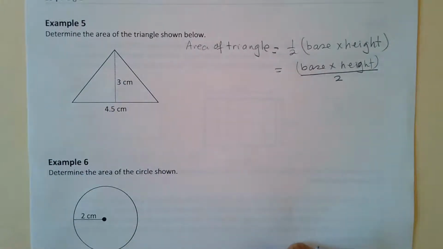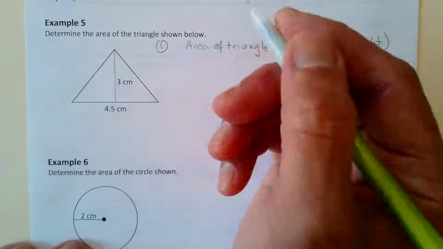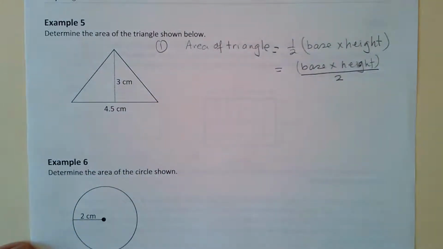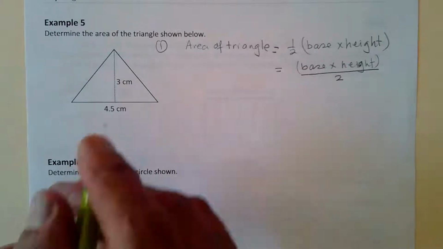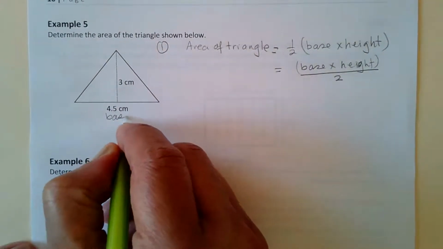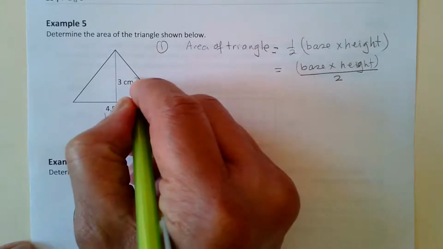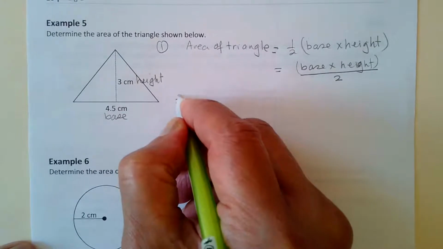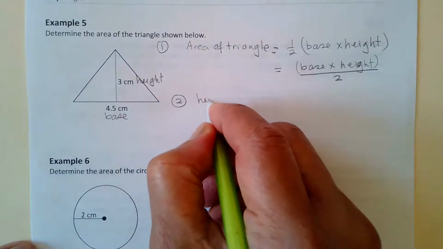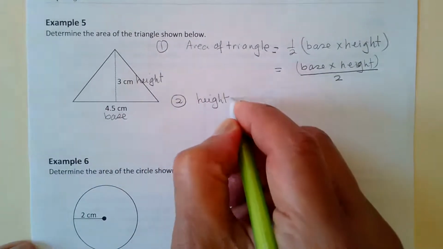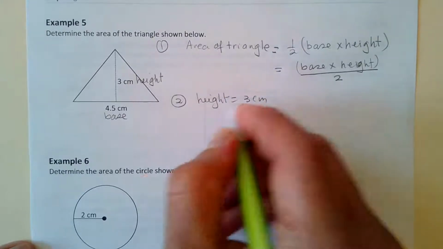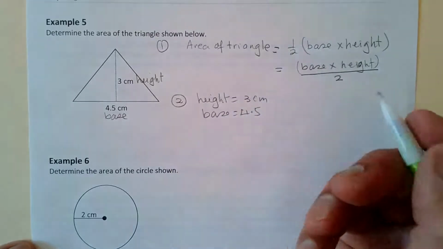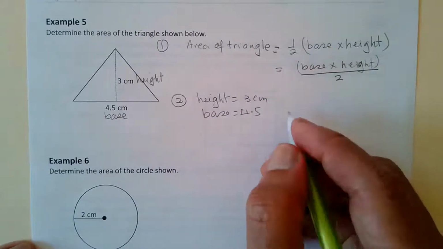The next step we want to do: step 1, have our formula. Step 2, we label our shape, in this case a triangle. So this is my base, and this is your height. So we record our height, and base equals 4.5.